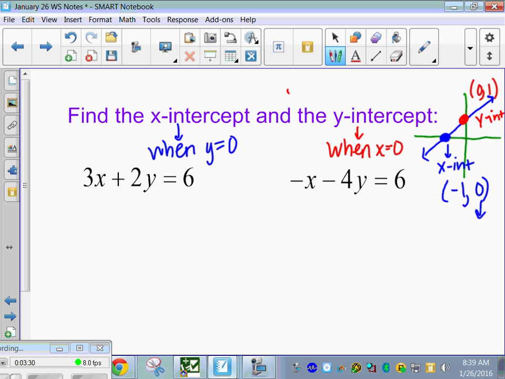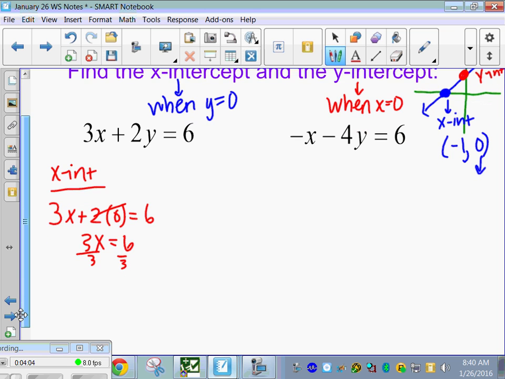All right, so we're going to find the x-intercept and the y-intercept. So my first one, let's start with the x-intercept. So to find the x-intercept, I'm going to plug 0 in for which variable? Y. It's always opposite. So we have 3x plus 2 times 0 equals 6. Okay, 2 times 0 is 0. Cancels out. We have 3x equals 6. What's the next step? Divide by 3.